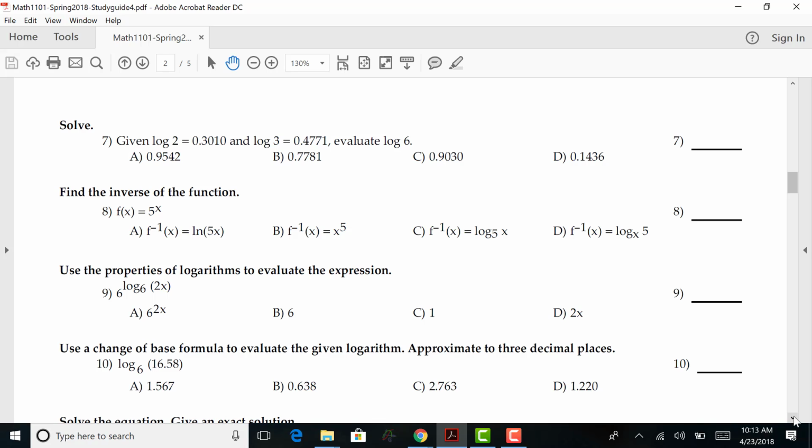Alrighty, number 9 says use the properties of logs to evaluate the expression. Do you remember what the properties of log says? Now look at what you see here. You got 6. What's the exponent here? Log base 6 of 2x. So one of your properties says when this and this are the same, what's the answer?